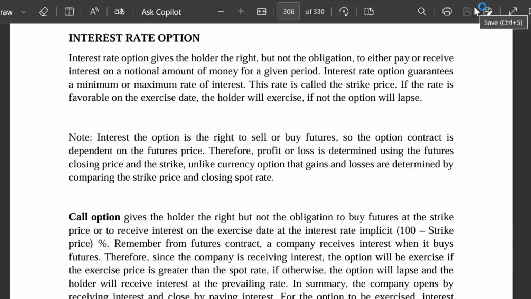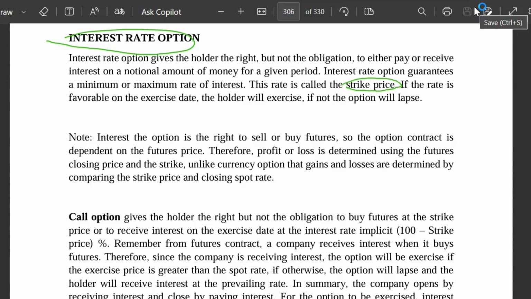Interest rates option. An interest rate option gives the holder the right but not the obligation to either pay or receive interest on a notional amount of money for a given period. An interest rate option guarantees a minimum or maximum rate of interest. This rate is called the strike price.